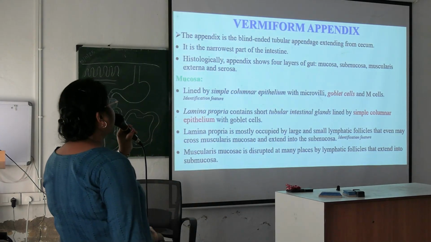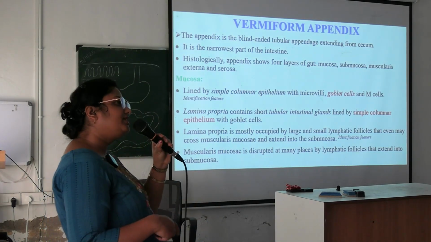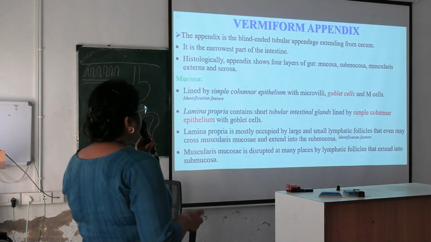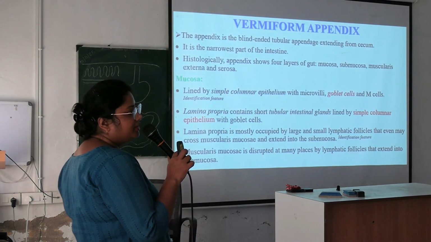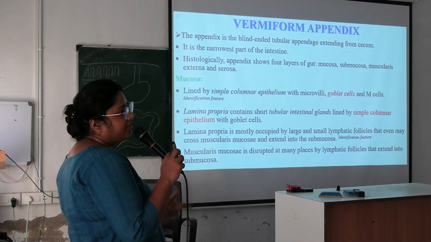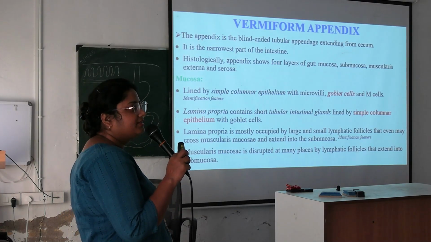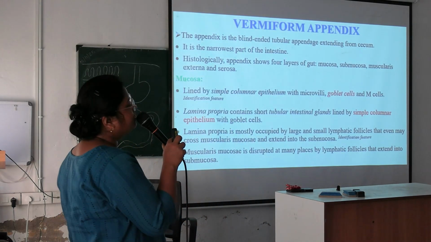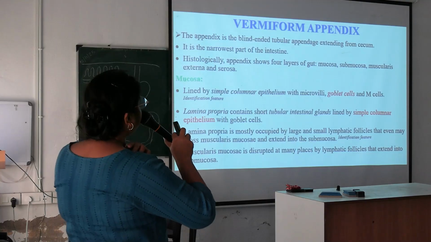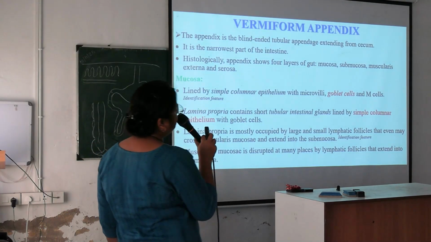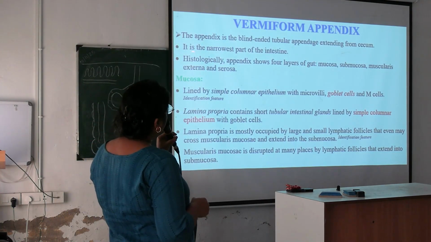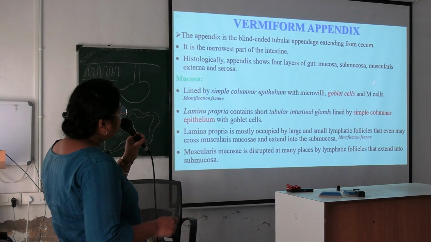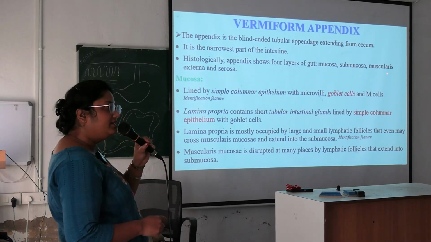Next we are going to the vermiform appendix. This is very frequently given in spotter slides, and also comes in your theory. Histology of the vermiform appendix, or gross anatomy of the appendix, also comes in your theory. The appendix is a blind-ended tubular appendage extending from the cecum, and it is the narrowest part of the intestine. Histologically, the appendix shows four layers of gut: mucosa, submucosa, muscularis externa, and serosa.